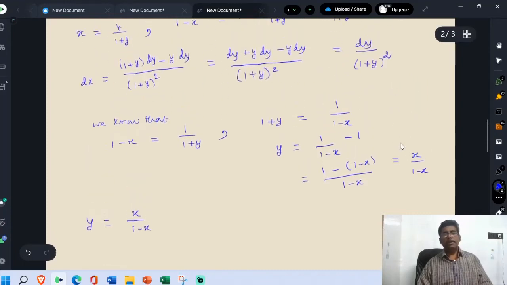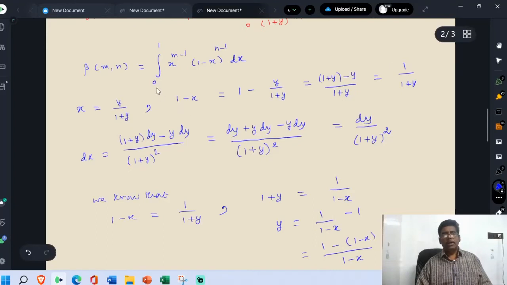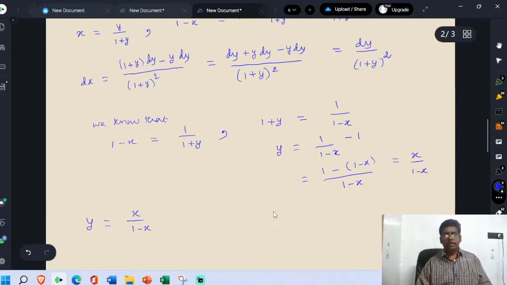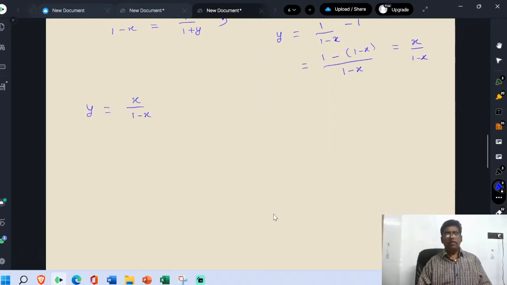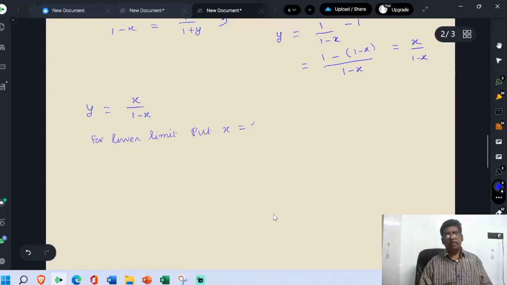Now come to our limit part. In the case of x, the lower limit is 0, upper limit is 1. So for the lower limit, put x equal to 0. If x equals 0, y equals 0 divided by 1 minus 0, that means 0 by 1. 0 by anything is 0. So the lower limit is 0.